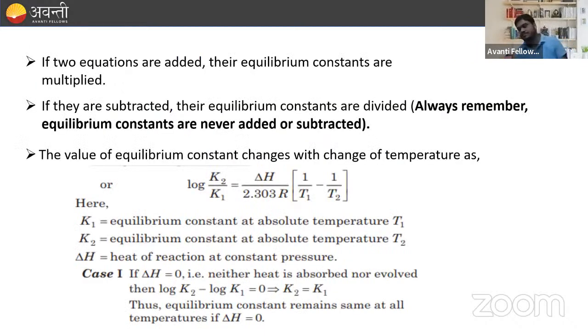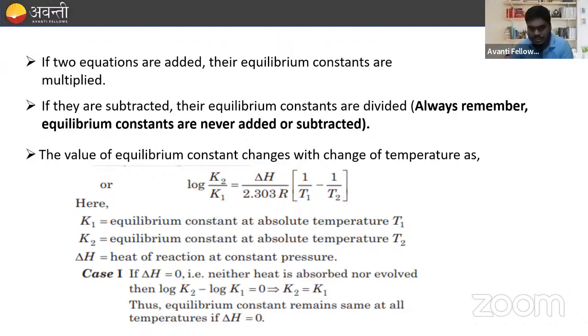Good. Now, if two equations are added, their equilibrium constants are multiplied. If they are subtracted, their equilibrium constants are divided. Always remember, equilibrium constants are never added or subtracted. Okay, always remember this thing.